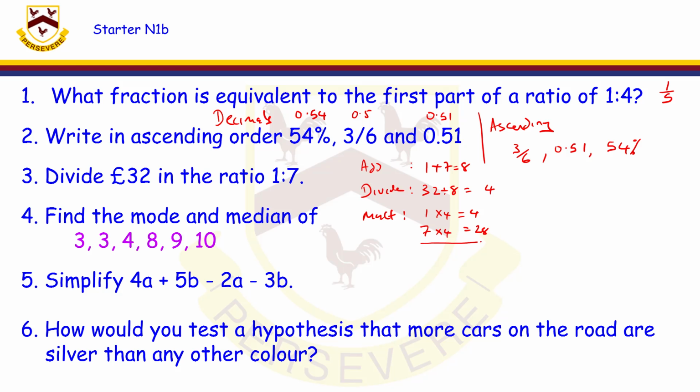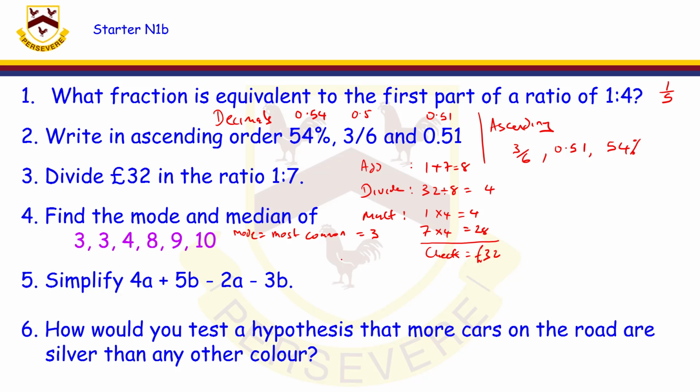And you can do a check if you want. When you add them together, 4 and 28 gives you 32 pounds. Okay, so we've shared it in a given ratio, 4 to 28. Find the mode. What does mode mean? Correct, most common. And that's going to be, the most common number there is 3.